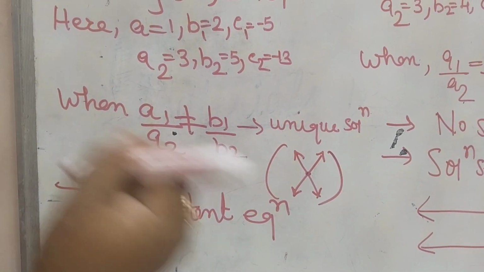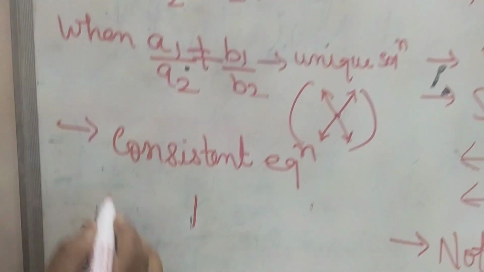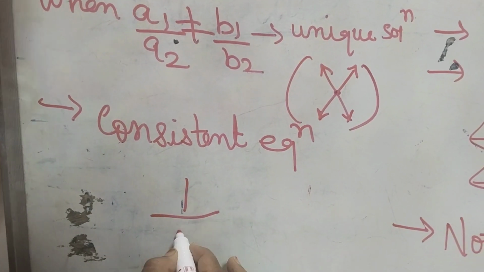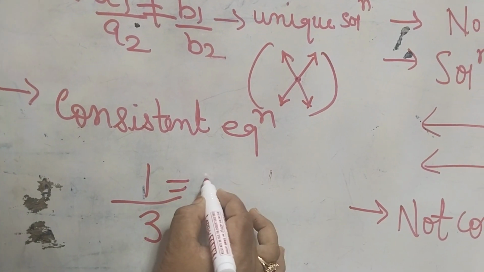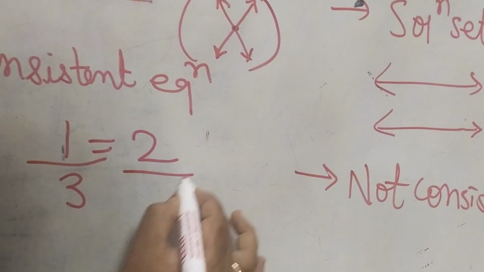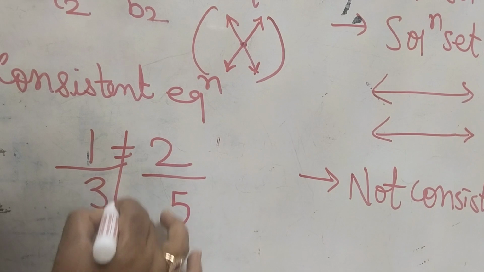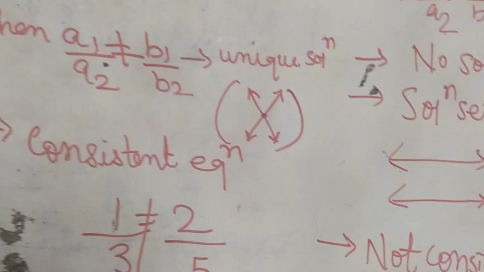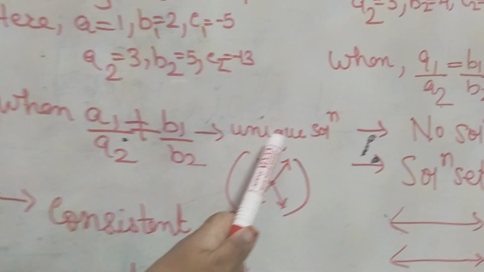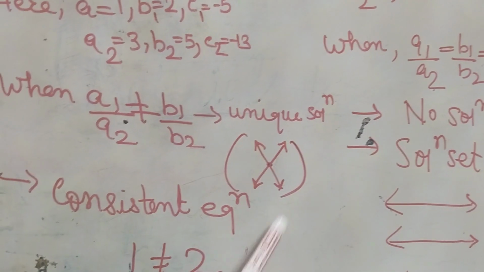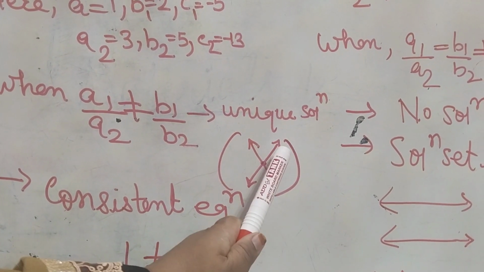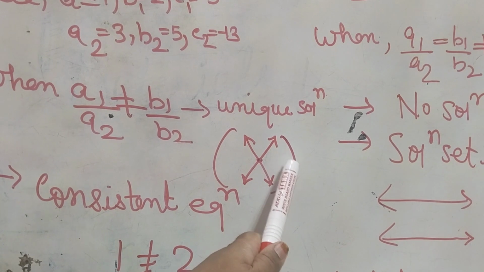Now what is a1 here? a1 is 1. What is a2 here? 3. What is b1 here? 2. What is b2 here? 5. Are they equal? No, they are not equal. So what type of graph you will get here? Unique solution, means intersecting graph you will get. Okay, one solution, at least one solution you will get.